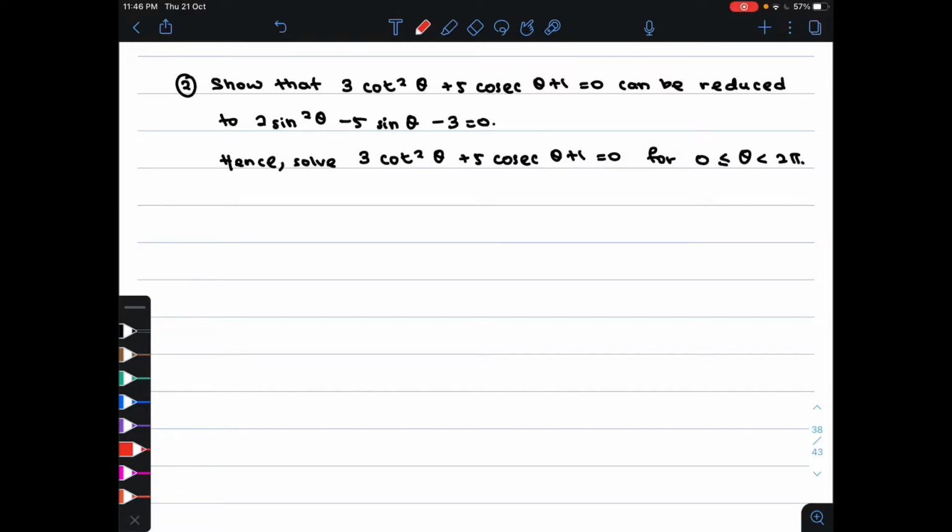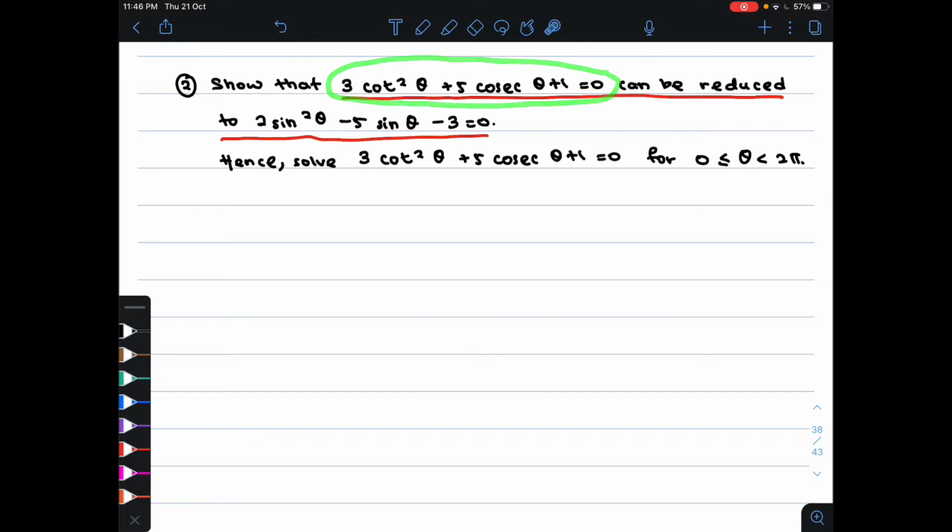For question 2, you need to show that this equation can be reduced to 2 sine squared theta minus 5 sine theta minus 3 equal to 0. So let's do this part here first. This means that you'll start with this equation and then you rearrange this until you get the second equation here.